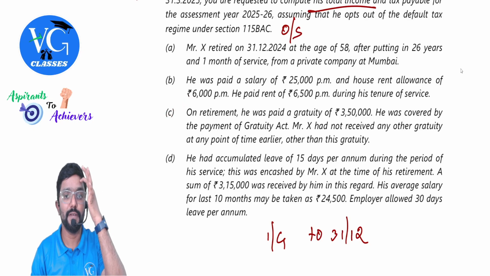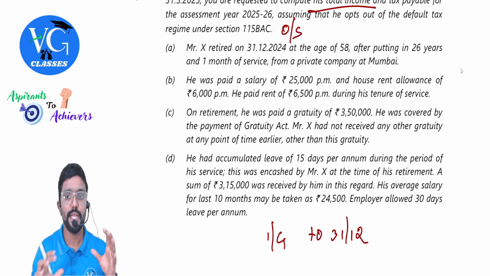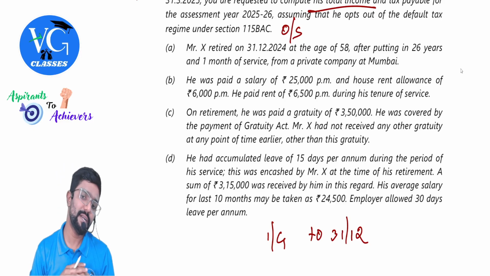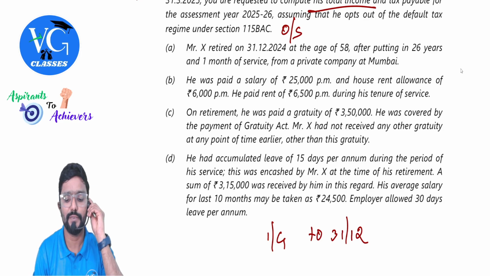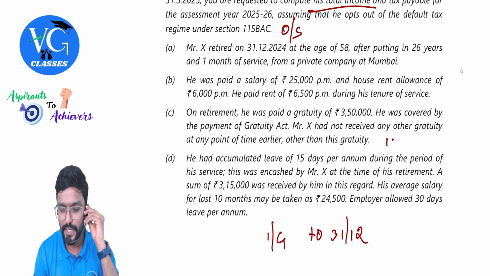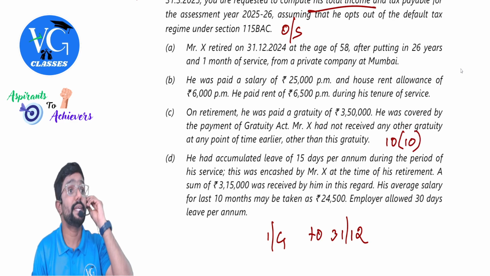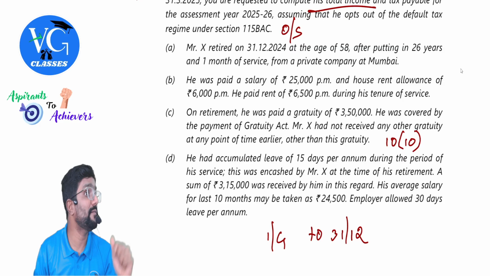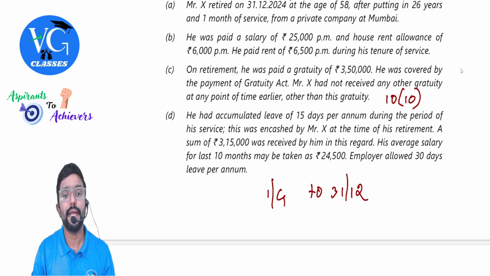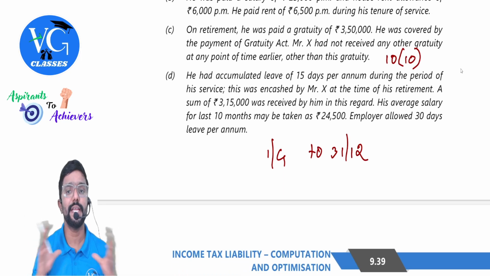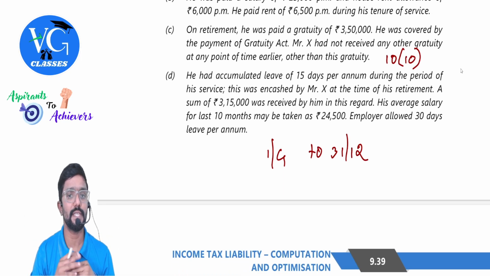Next. On retirement, he was paid a gratuity of 3,50,000. He was covered by the Payment of Gratuity Act, and Mr. X had not received any other gratuity at any point of time earlier other than this gratuity. Guys, for this, he can claim exemption under section 10(10), because it is received at the time of retirement. Clear? Yes. Next. He had accumulated leave of 15 days per annum during the period of his service.